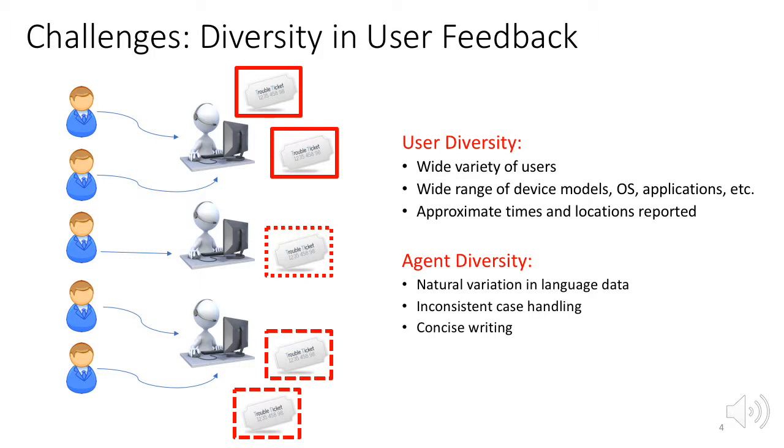The user feedback data comes from communication between the user and the agent, and there are many points for disparity in capturing the communication. Some differences come from variations in individual user and device behavior, while others come from variations in agent behavior. Moreover, users may not know when their device started misbehaving, so the times and locations of the problems they report may be only approximate.